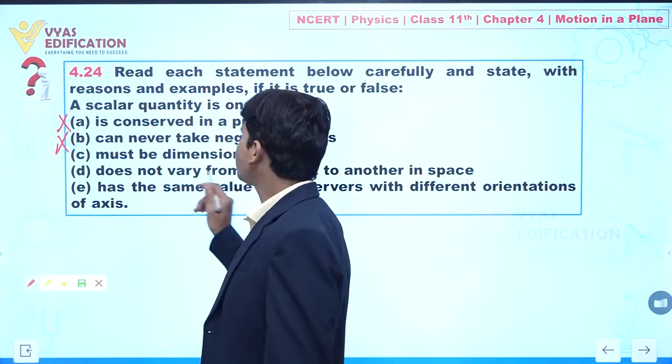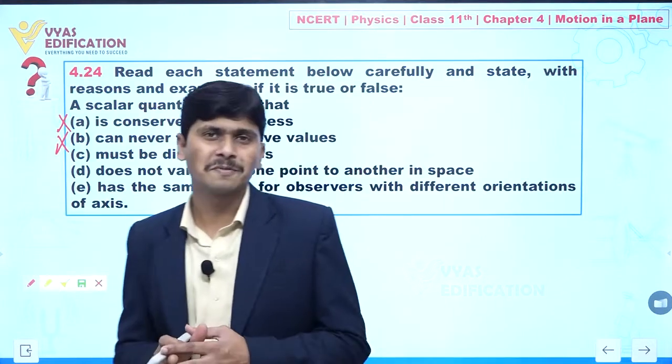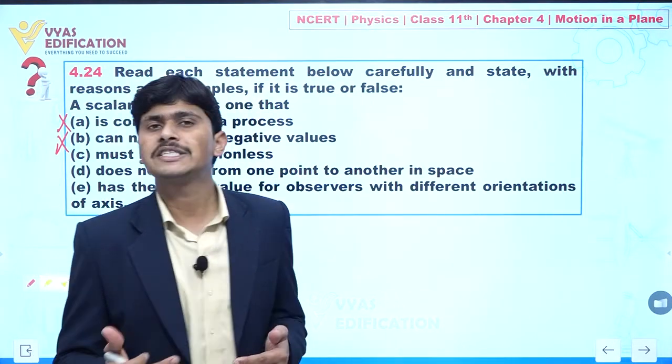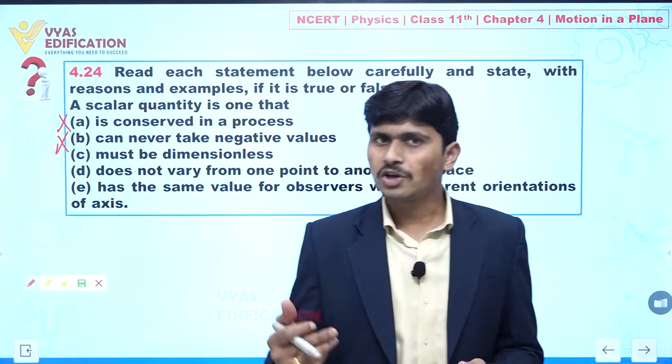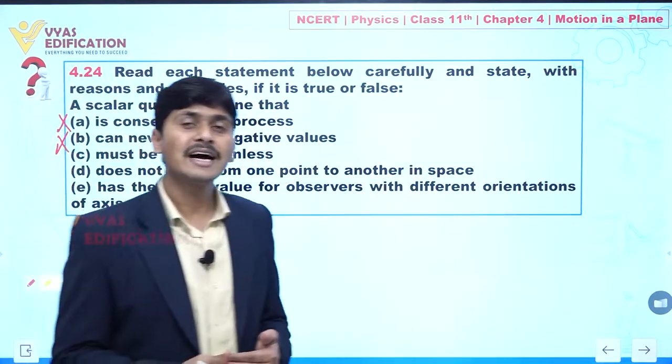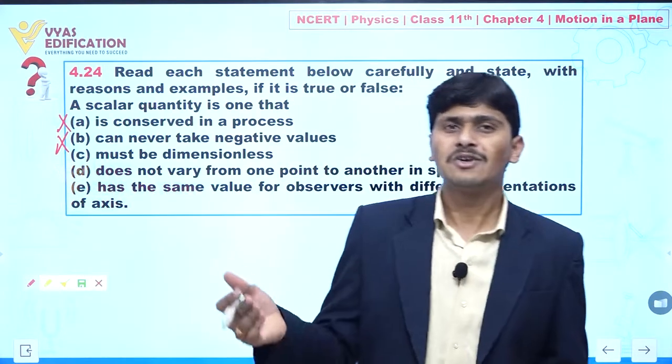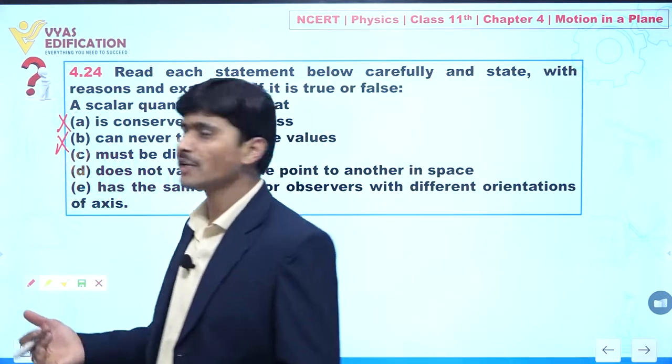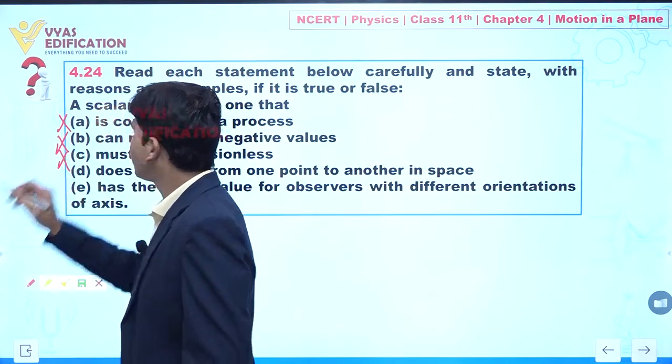Number C, it must be dimensionless. Absolutely wrong. Why? Because we know so many physical quantities like mass, volume, density. Clear? All are scalar quantities, but they also have units like kilogram, meter cube, kilogram per meter cube. Clear? So this is also a false statement.